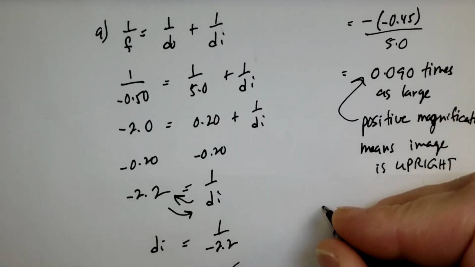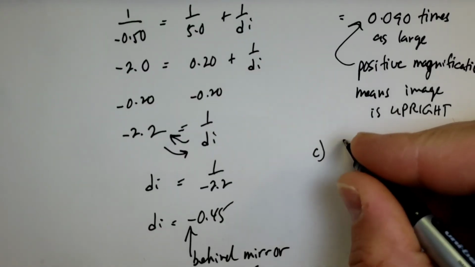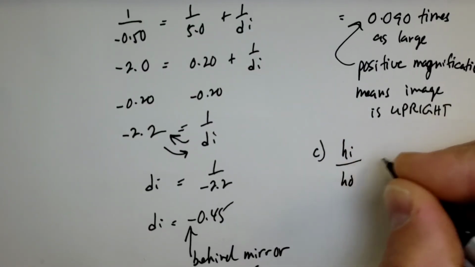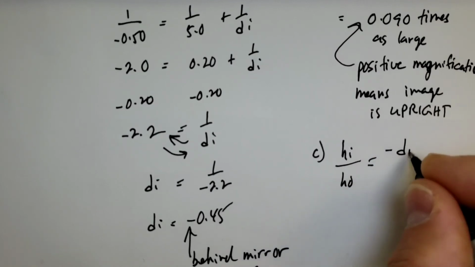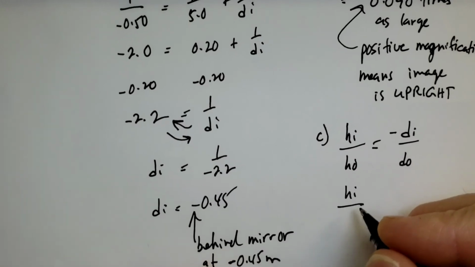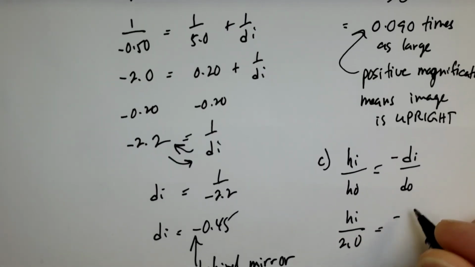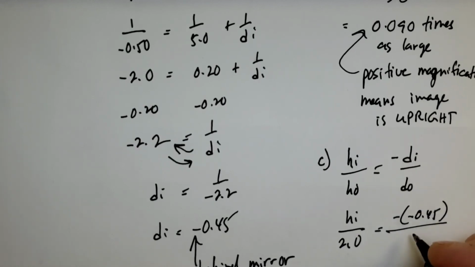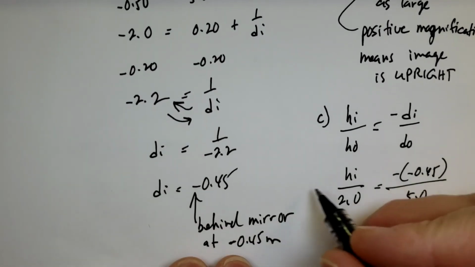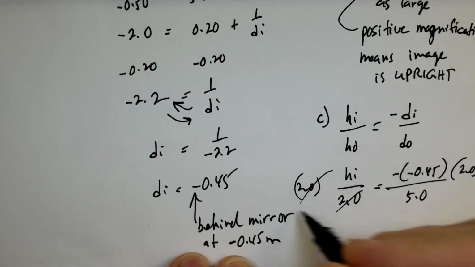Okay? And then lastly, C here, image height. And of course, I can get it the same way I did in the previous question. HI over HO equals negative DI over DO. So object height, I was told it was 2 meters tall. This was negative 0.45. Distance of object, it was placed 5 meters in front of the mirror. So I'll multiply both sides by 2, multiply both sides by 2.